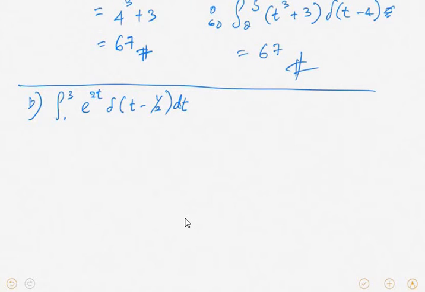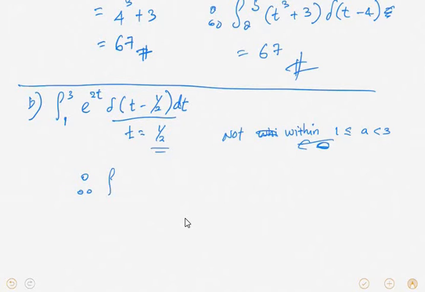Okay, so let's check. This delta t minus half means that t is equal to half. The impulse response occurs at t equal to half. So is it within 1 to 3? So it's not within 1 and 3, because half is less than 1. So this is out of range.